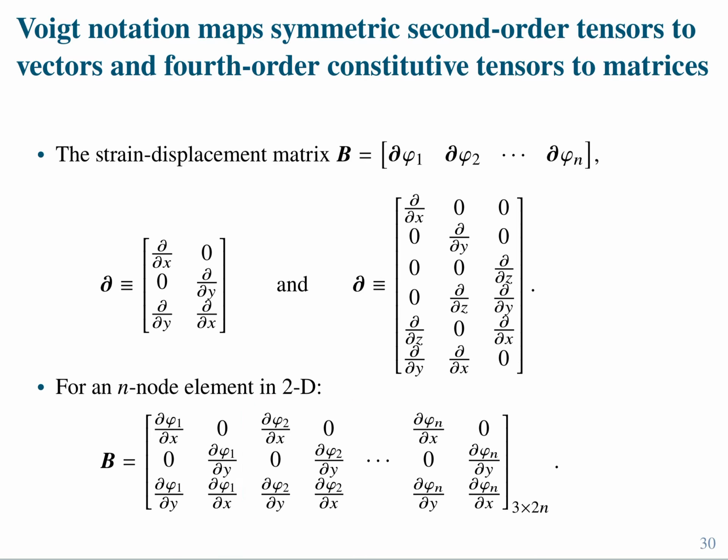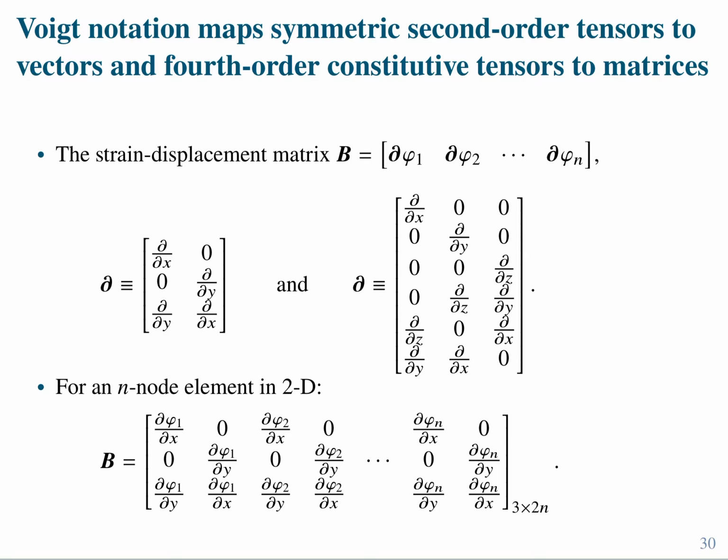And so this matrix is going to have dimension 3 times 2n. 2n in this case because the dimensionality is 2. This is 2D, and n is the number of nodes. So for instance, in the case of a triangular element, we have 3 nodes. How many degrees of freedom per node? 2 degrees of freedom per node times 3 nodes is 6. So this is a 3 by 6.